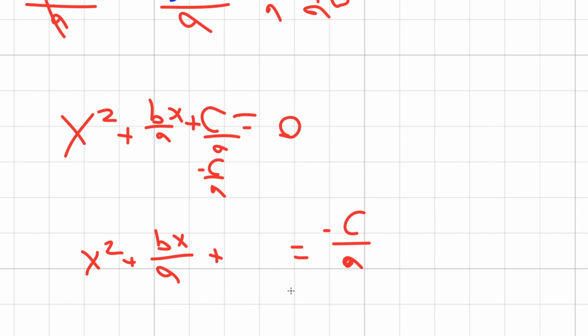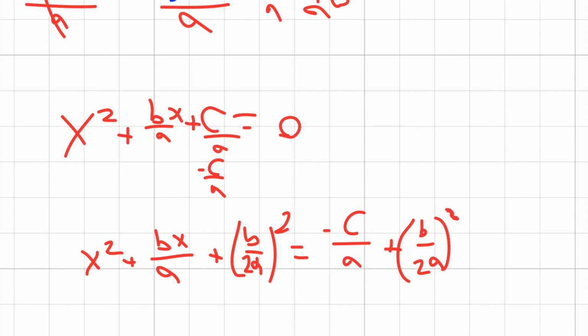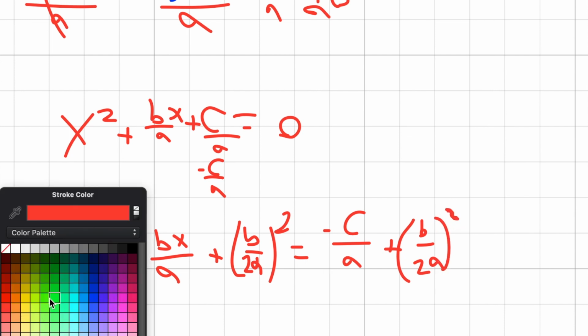That makes sense. Now we're going to add, let's see. What we do is we take the b term, ignore the x, divide by 2 and then square that. So it's going to be b over 2a, and then we're going to square that. And now we also have to add it to the right-hand side, so we have b over 2a squared. I'm just going to switch colors for no specific reason.